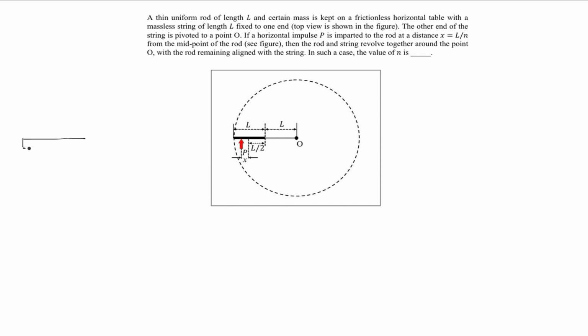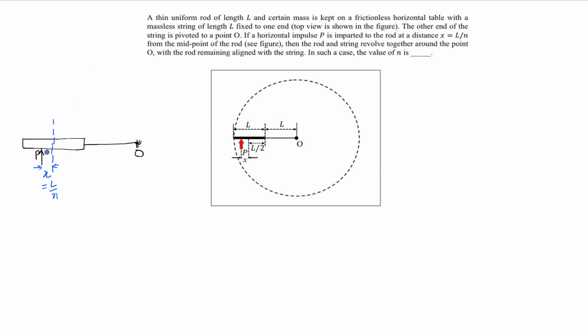So let's say this is our rod and this is the string, let's say tied here at point O, and this is the center point. And an impulse P is imparted here at this point. And it is given that the distance from the center of the rod is x, which is actually, they're saying, it is equal to L by N, and we need to find N.